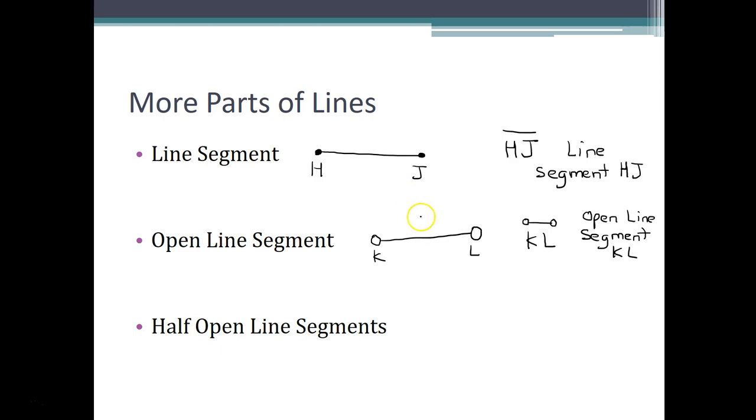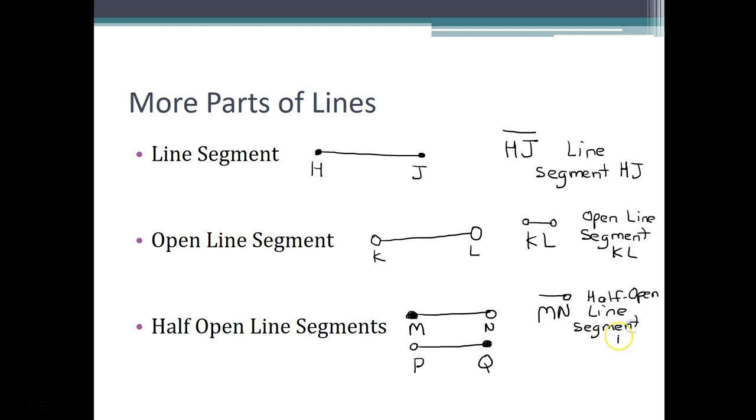Or if only one point's included and the other is not, then it's a half open line segment. So you use the endpoints. Make sure you leave an open circle above the endpoint that's not included. And like this one, the open circle would be over the P.